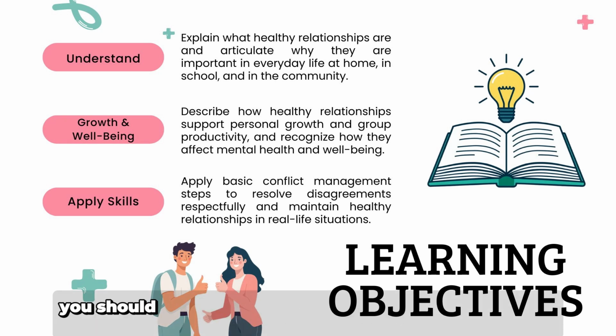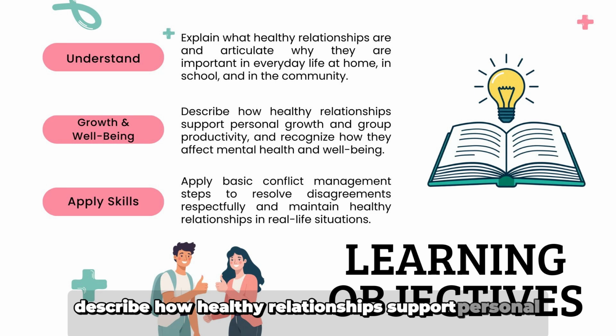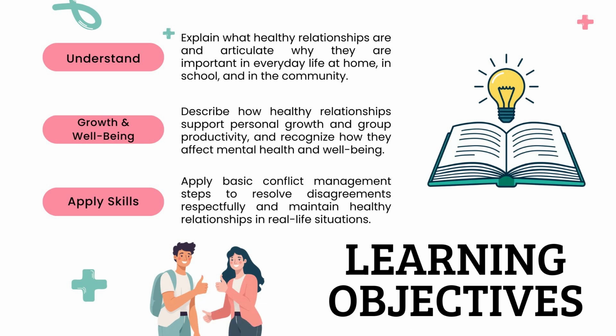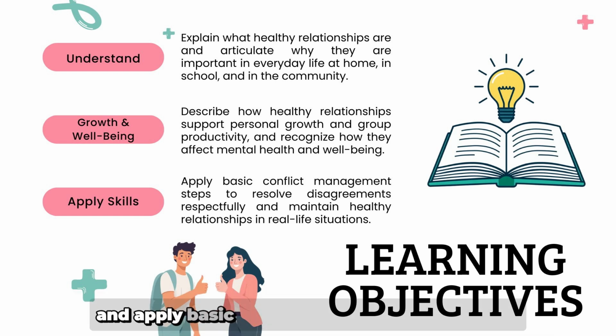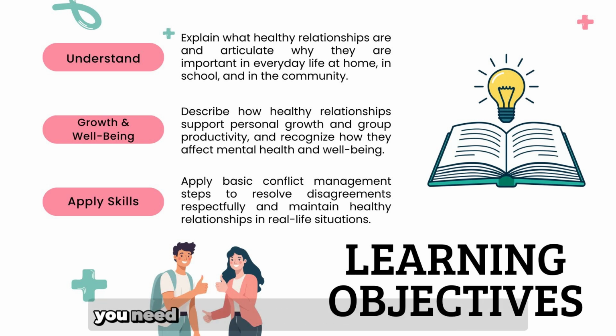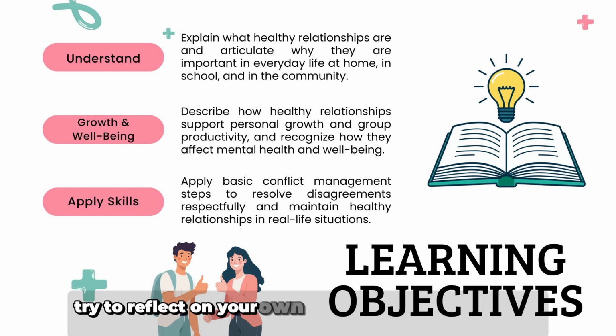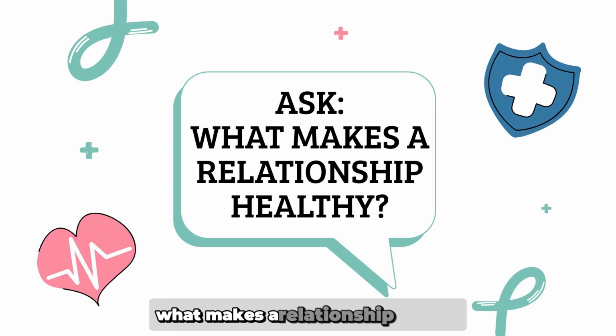At the end of this lesson, you should be able to explain what healthy relationships are, describe how healthy relationships support personal growth and group productivity, recognize how relationships affect mental health and well-being, and apply basic conflict management strategies. These objectives are important because relationships are part of everyday life. Whether you are at home, in school, with friends, or in the community, you need skills such as communication, empathy, respect, patience, and understanding. So, as we go through the lesson, try to reflect on your own relationships and how you can improve them. Let us begin with this question: what makes a relationship healthy?